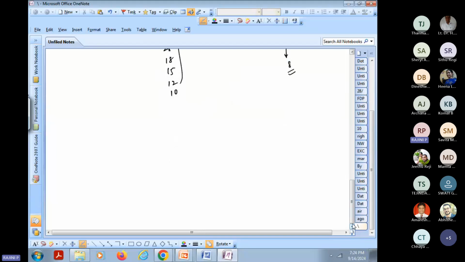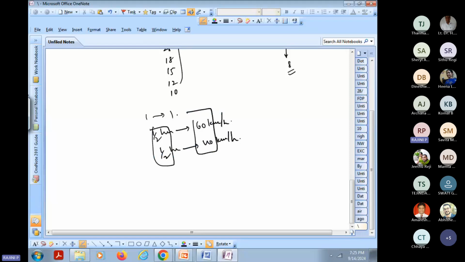And next, when we are applying the harmonic mean, suppose I have different weightage. I'm traveling from one place to another place. For the first half an hour, I traveled at 60 kilometers per hour, and for the next half an hour, I traveled at 40 kilometers per hour. The journey is the same, but I'm using different speeds.